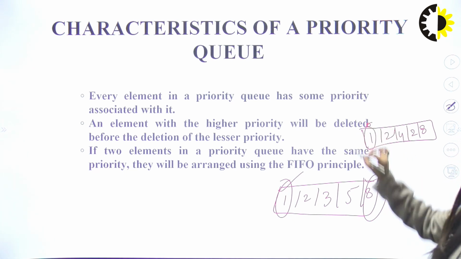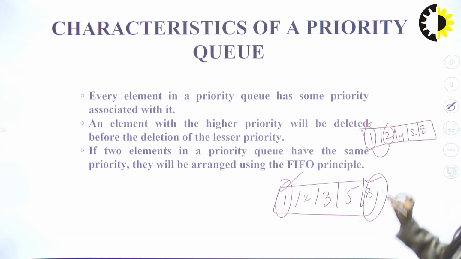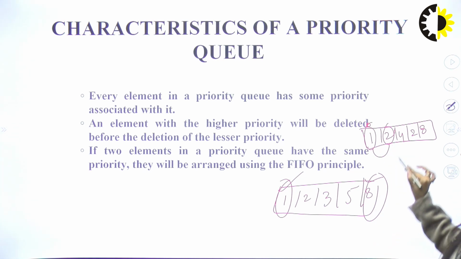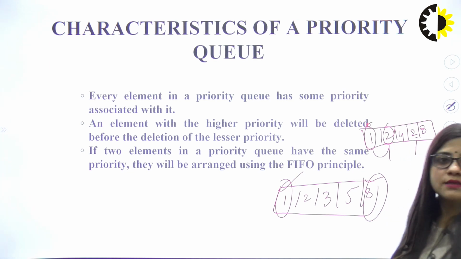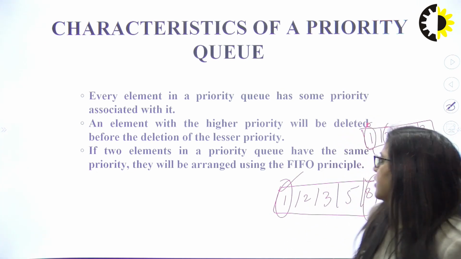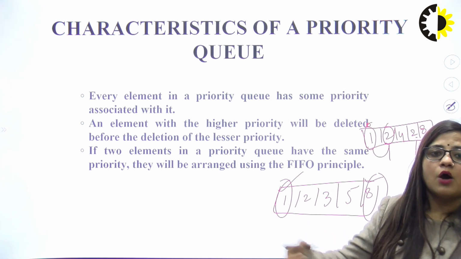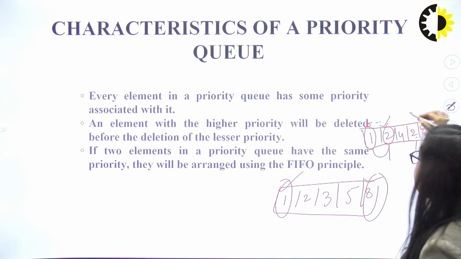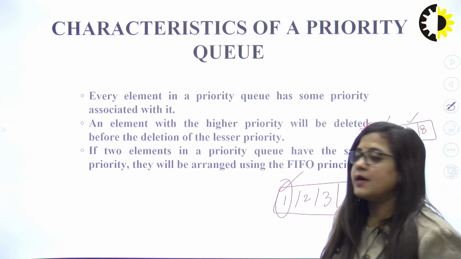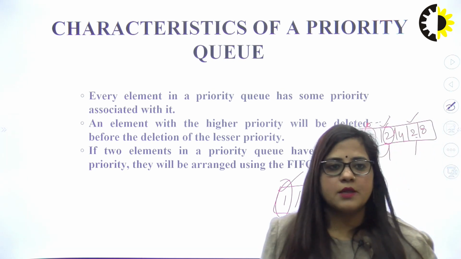0 has the highest priority, and 2 is a decreased priority as compared to 1. But if these two numbers are the same, is the priority of the two numbers the same? No, it depends on the ordering. The first number has the highest priority, and the second number has a lower priority as compared to the first number. It works on the same principle, FIFO.